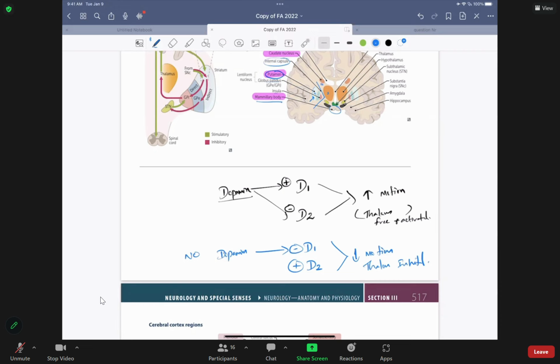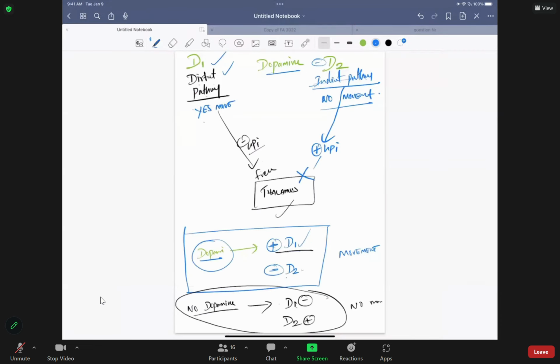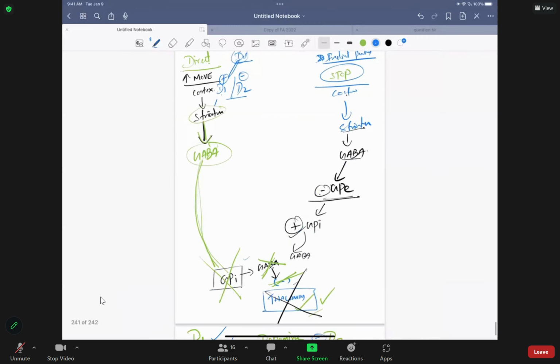Can you see the diagram that you just drew? Not this one, the other one, the first one. This one? The other one, the one before this. This one?